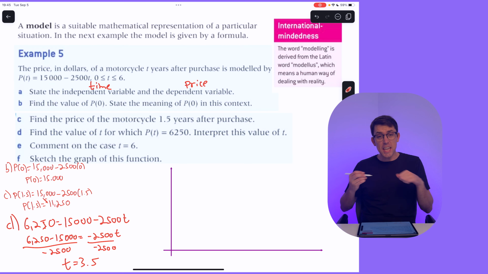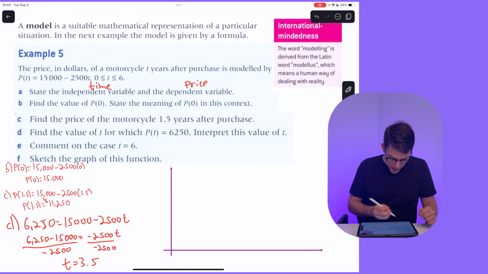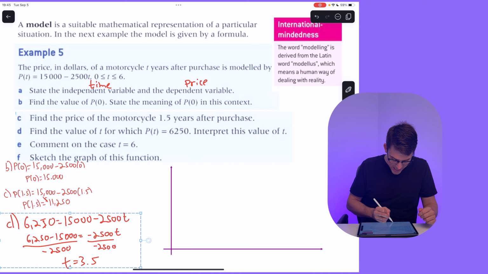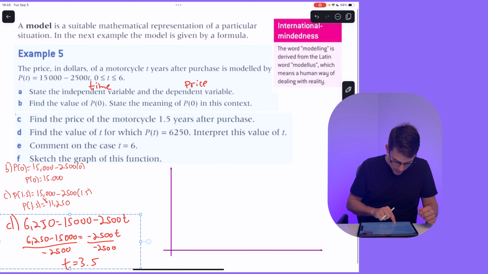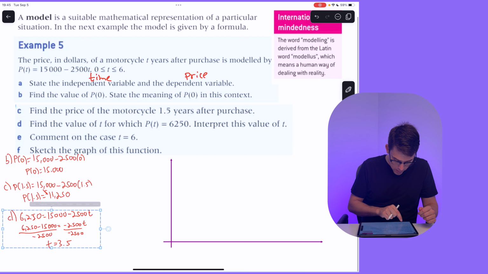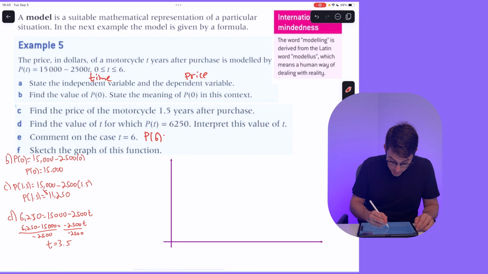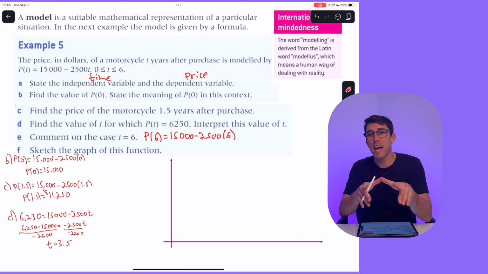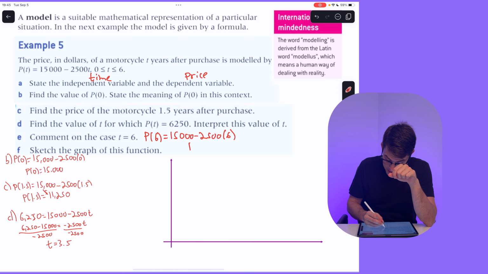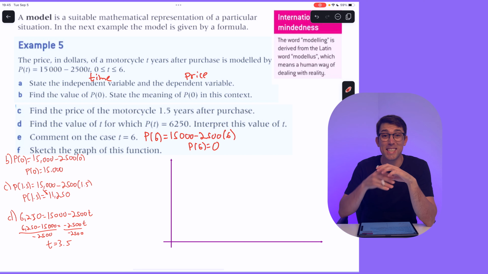Now, I want to comment on the case t equals 6. Another way of thinking about that is, what actually happens when t equals 6? Why is that significant? Why is the problem wanting me to do that? So let's figure out what happens when t is 6. P of 6 is going to be equal to 15,000 minus 2,500 times 6. If you put that in your calculator, you're going to find that P of 6 is equal to 0.